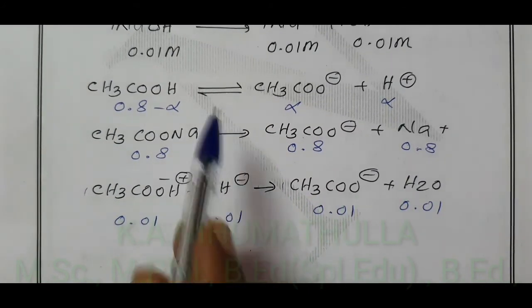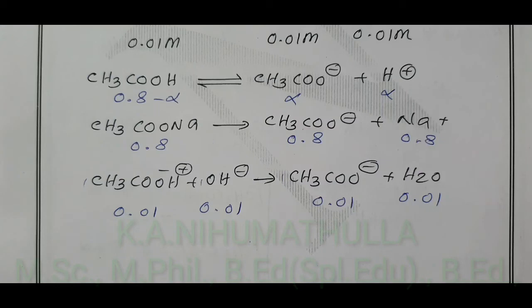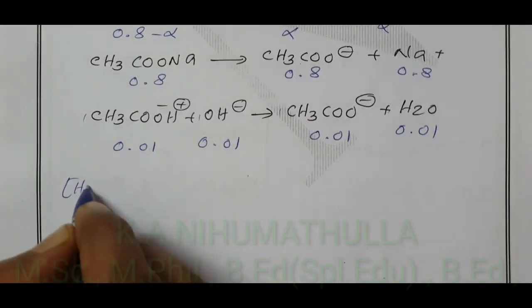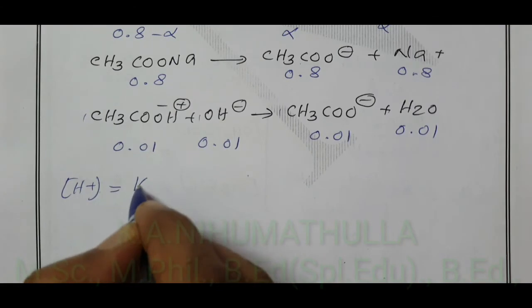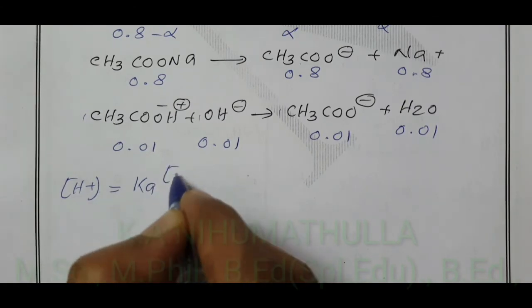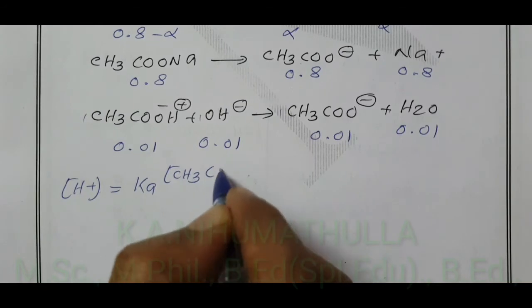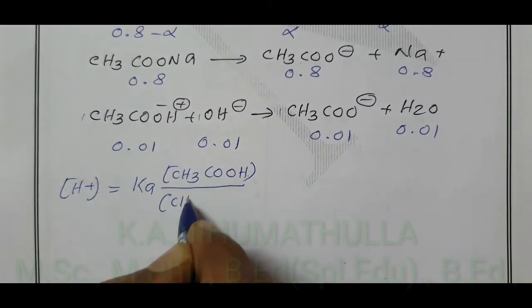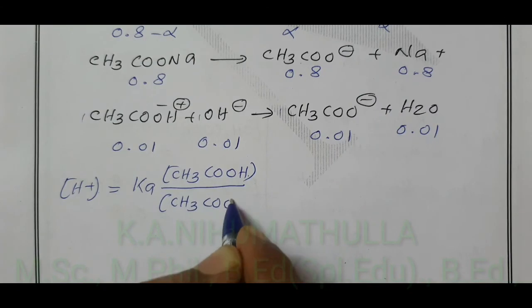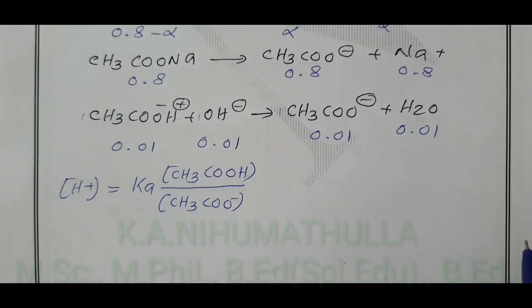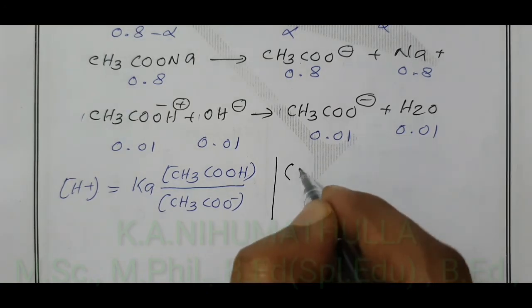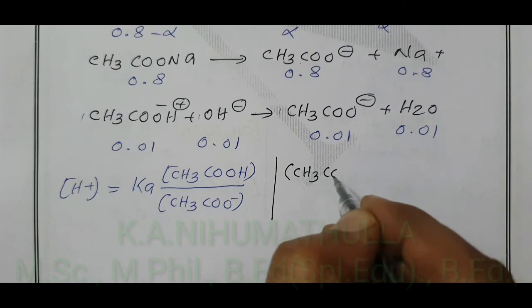Now for this equilibrium reaction, we know how to write the H plus ion concentration. H plus ion concentration is equal to Ka into the concentration of acetic acid, CH3COOH, divided by the concentration of acetate, CH3COO minus. Now we are going to find out the concentration of acetic acid, CH3COOH.